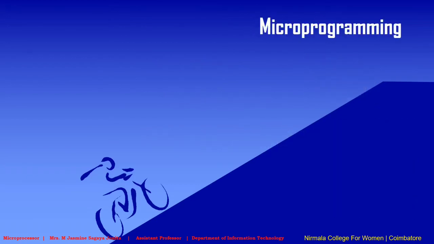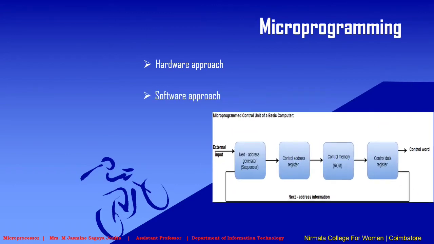Next is the microprogramming technique. There are two approaches to design the control unit of a CPU, namely hardware approach and software approach. In the microprogramming technique, the microprograms are loaded into control memory initially from the auxiliary memory. The next address generator will send the address to the control address register, and in turn it sends the address to the central control memory and to the control data register.